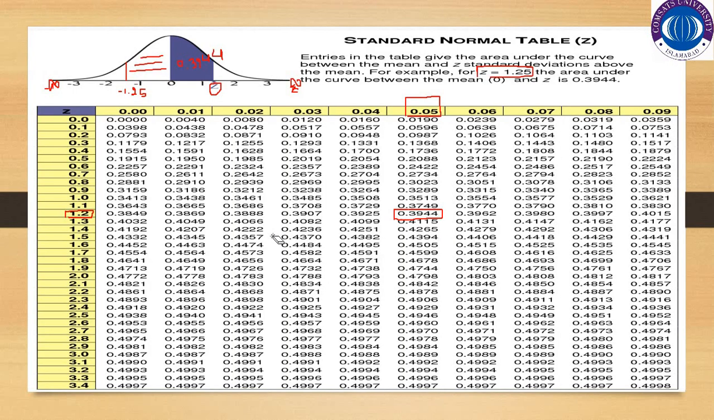So this is the way to look at the table and find the probability between the mean, this is the mean, and some specific point, either in this direction or in the opposite direction.